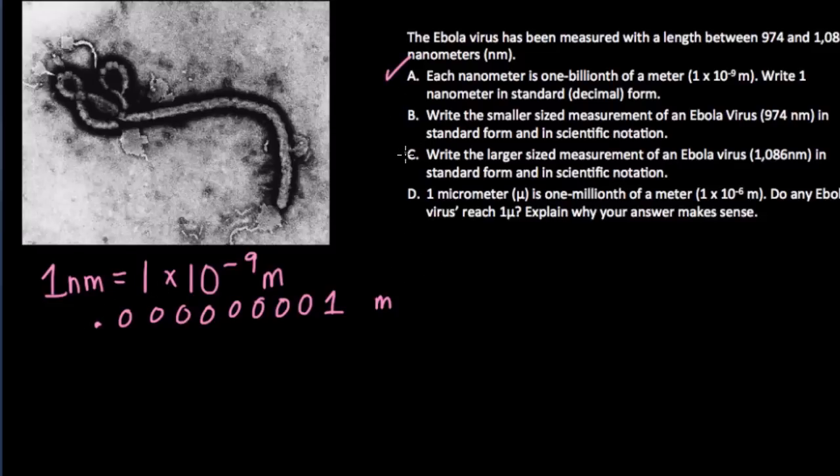In part B, we want to write the smaller size measurement of an Ebola virus, which is 974 nanometers, in standard form and scientific notation. So here I'm assuming, again, they want us to write this in meters, because 974 nanometers is already in standard form. We just want to write this in meters. So here's 1 nanometer written in standard form with meters. Well, 2 nanometers, of course, would give us the same thing, but with a 2. And we keep going until we reach 10 nanometers.